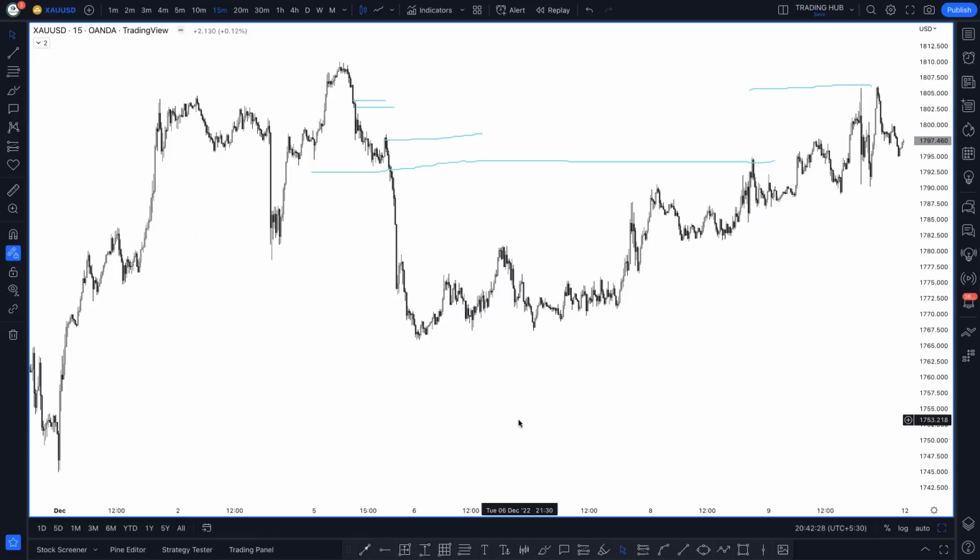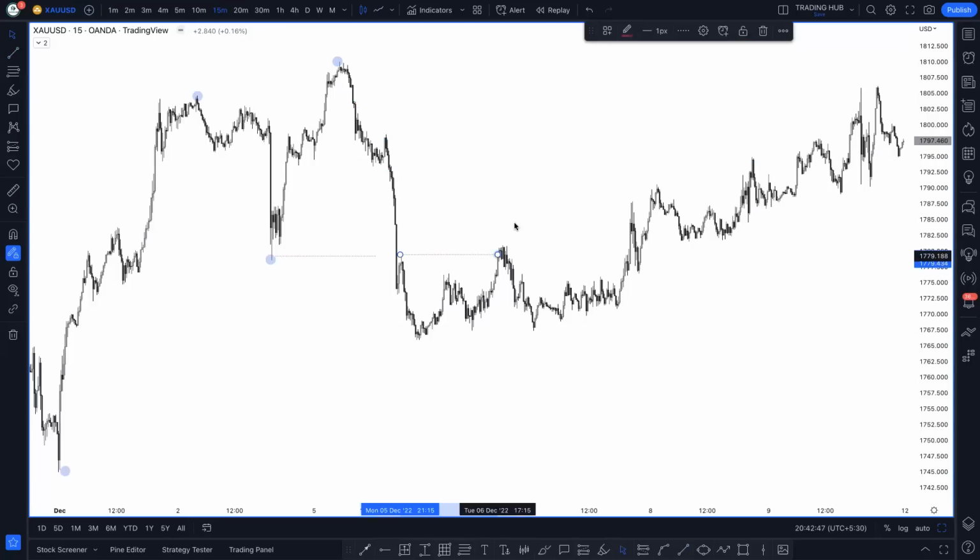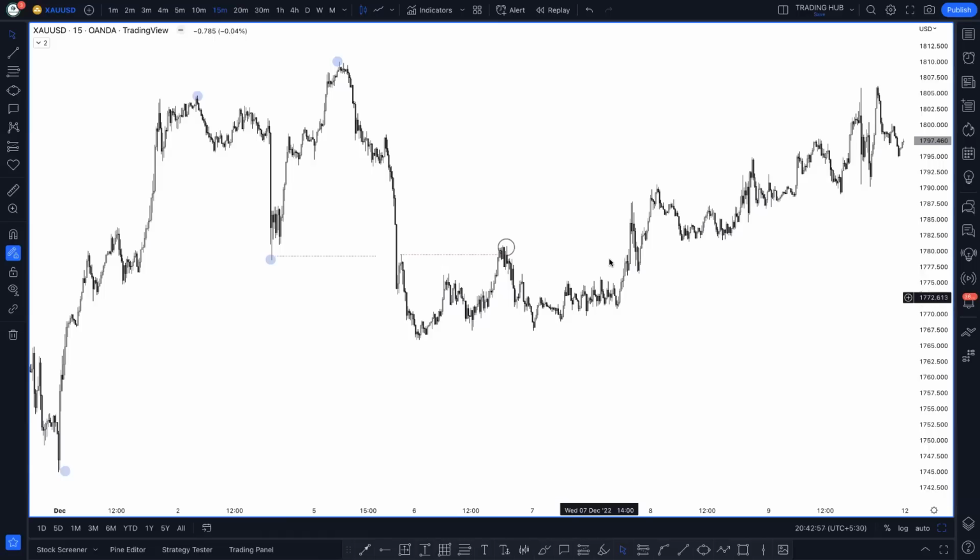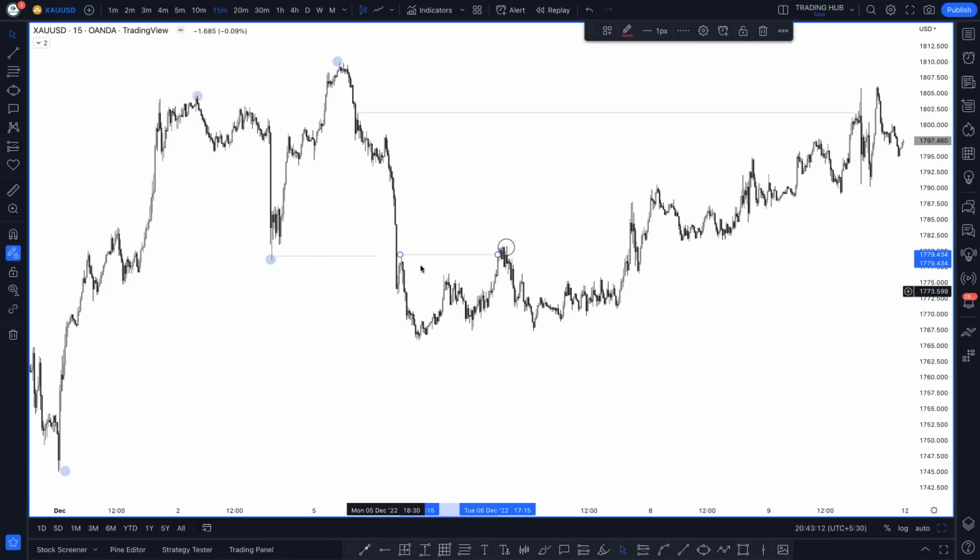Like, first of all, you have to mark the structure, like this one. Correct. And this was your change of character here, and this was your inducement. First entry was here. Taking out this inducement, you can sell here. Okay, at this point. And again, the market is trying to go higher, then you have to buy here for the short term until taking out the extreme. So where is the extreme? Above it. Yes, sir. Okay, so these are two zones: first one is an inducement and the second one is engineering liquidity, correct?